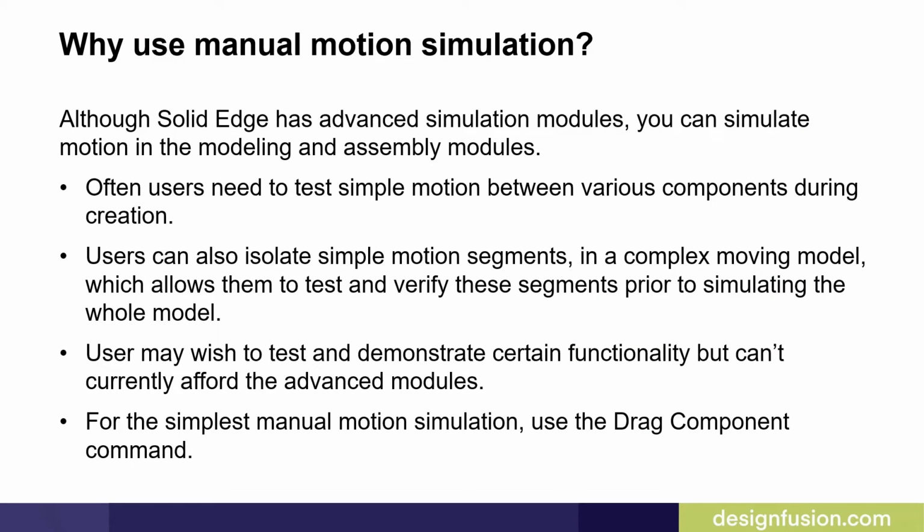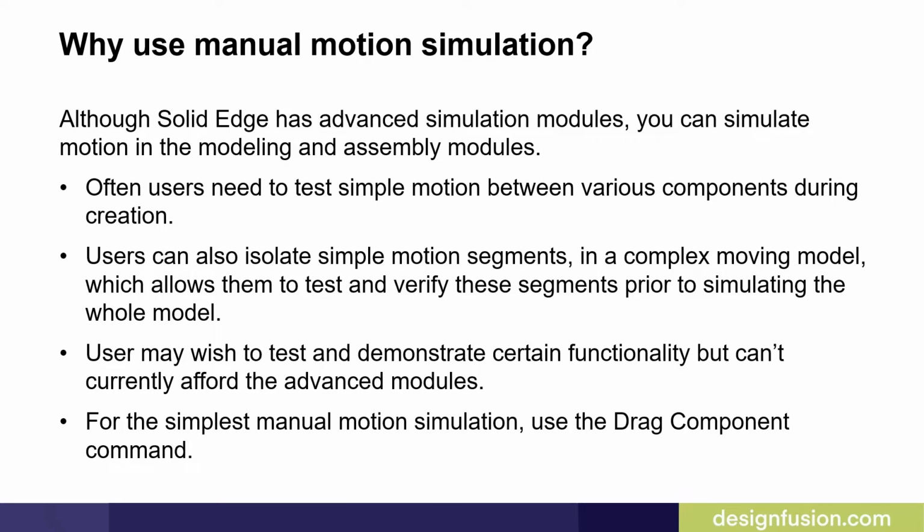Why use manual motion simulation? Although Solid Edge has advanced simulation modules, you can simulate motion in the modeling and assembly modules. Often users need to test simple motion between various components during creation. Users can also isolate simple motion segments in a complex moving model, which allows them to test and verify these segments prior to simulating the whole model. Users may wish to test and demonstrate certain functionality but can't currently afford the advanced modules.